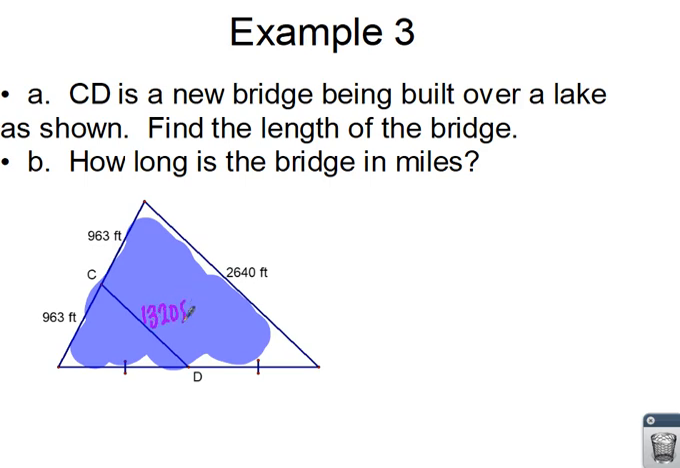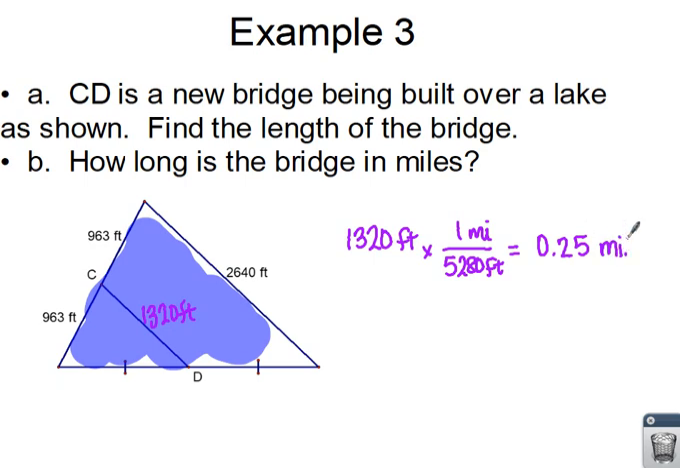1,320 feet. But then they want to know how long is the bridge in miles? Well, we know that there is 5,280 feet in 1 mile. That's a good conversion. So we would take 1320 divided by 5,280, and we get a quarter of a mile. Okay, just a fun little conversion. We're going to do more of those second semester.